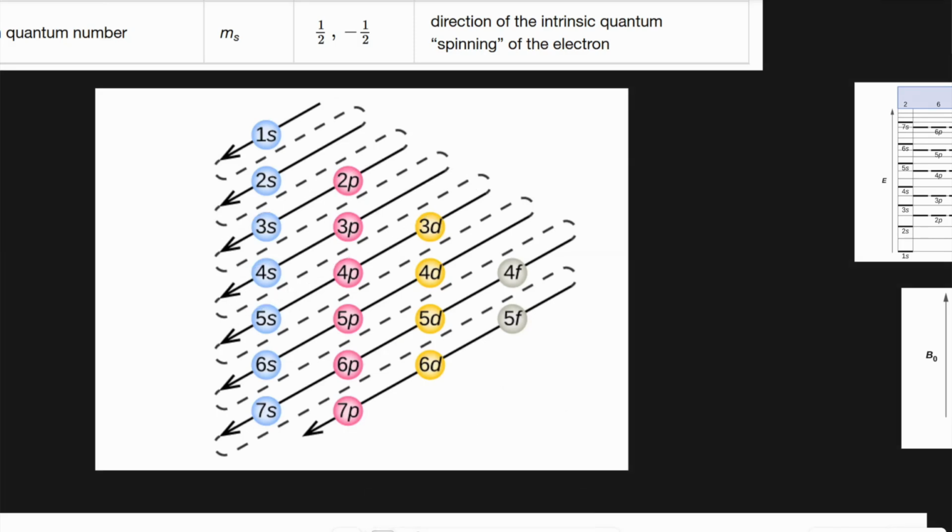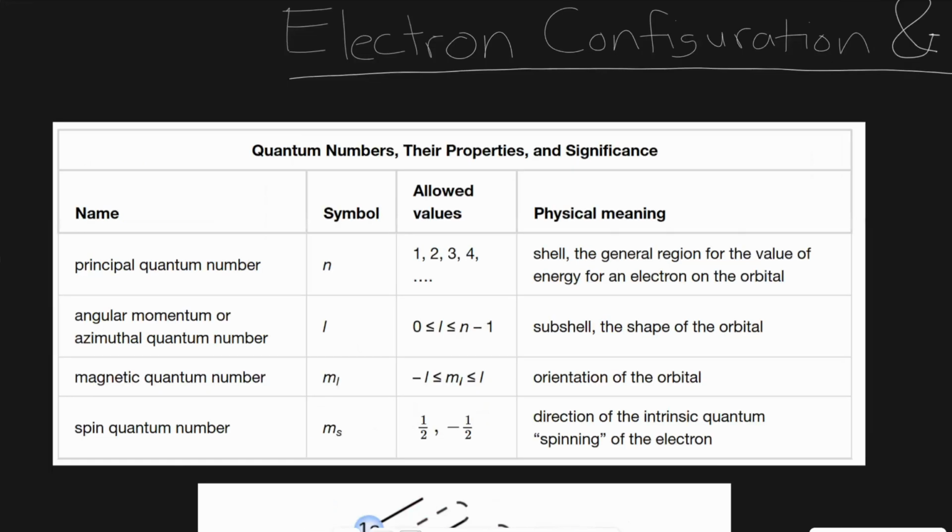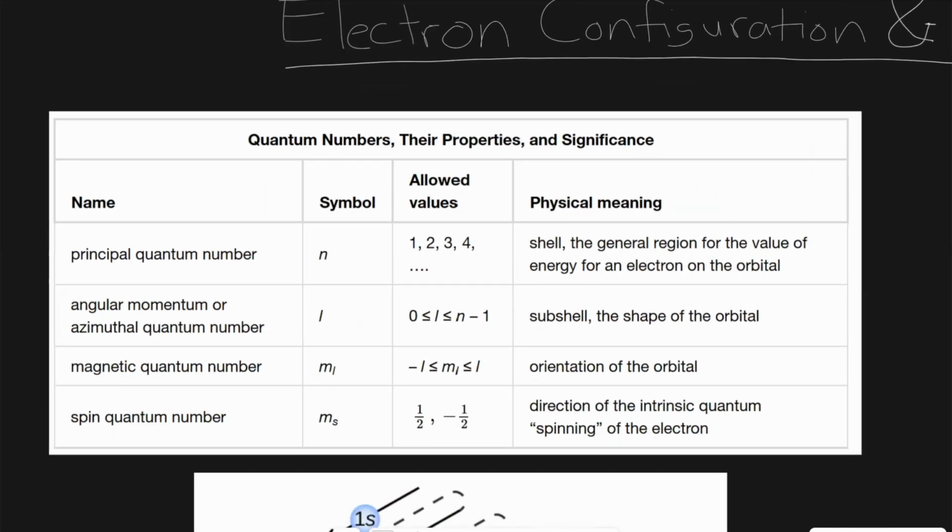So let's move on to the quantum numbers, which we have as N, L, ML, and MS, and we're going to describe each one in a moment. The purpose of the quantum numbers here is that they serve as analogous to GPS coordinates for an electron.